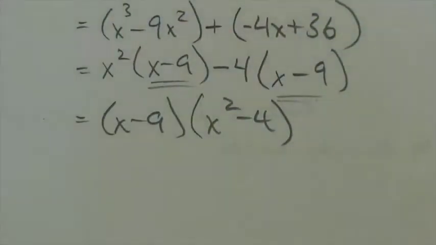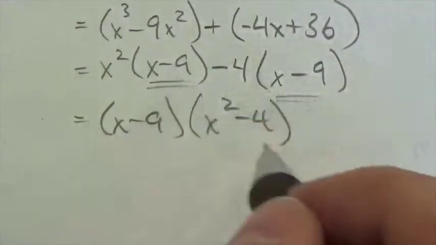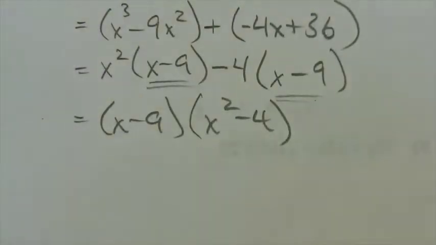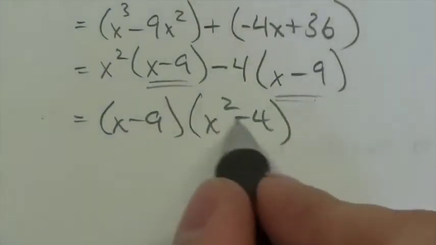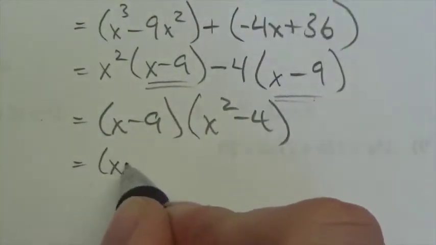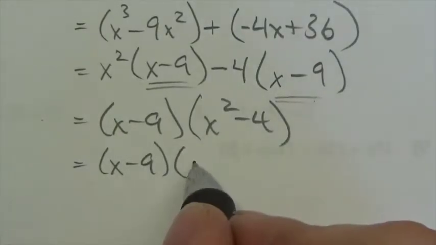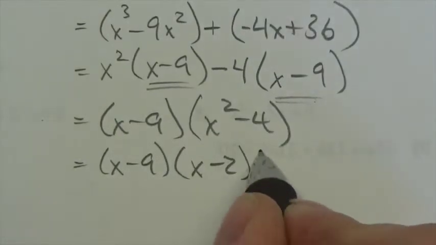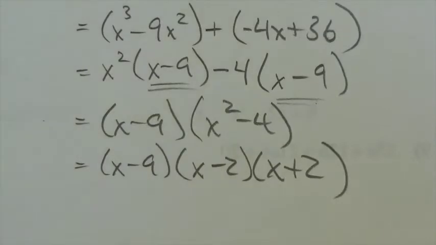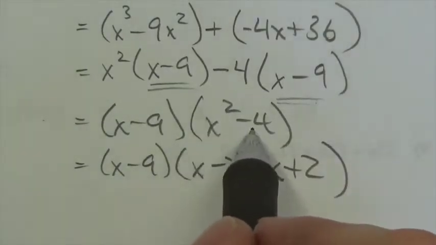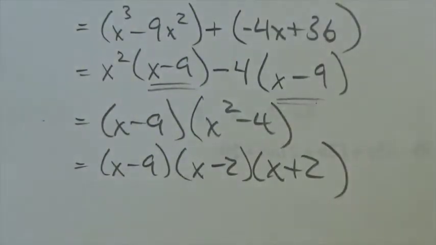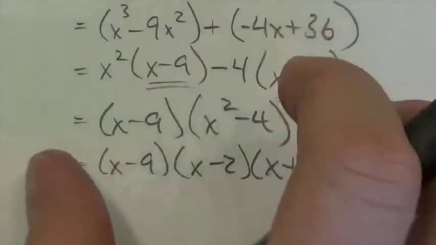All right, now I've been mentioning that this could be an issue for a little while now. Now take a look at what you're left with here. Can you factor anything else here? Well, yes you can. x squared minus 4 is a difference of squares. That becomes x minus 2, x plus 2. Okay, square minus a square, you can break that down into x minus 2, x plus 2. There you go. So always be on the lookout for that.